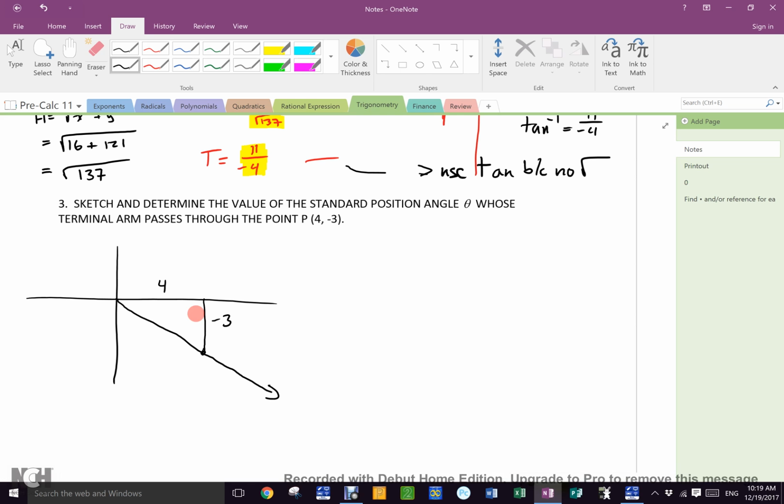What parts of the triangle do I know without doing any math? I know x and y. So should I use sine, cos, or tan? Tan. What is tan? Y over x. What is the y value here? Negative 3. What is the x value? 4. So now I know what the tan is. How do I then find the angle? Shift tan of negative 3/4 gets me what on my calculator?